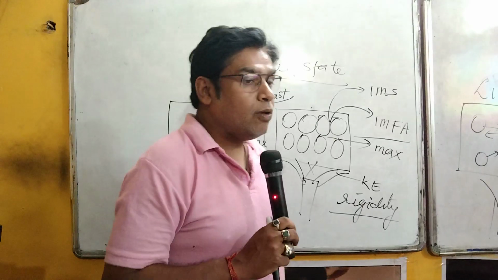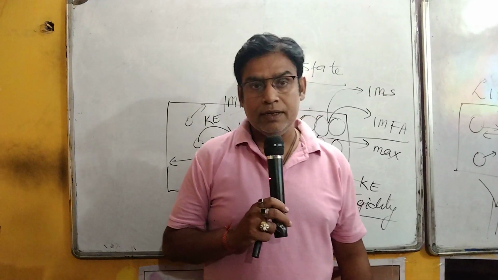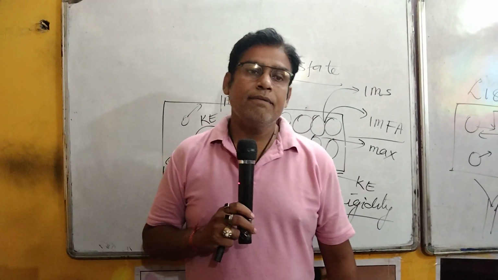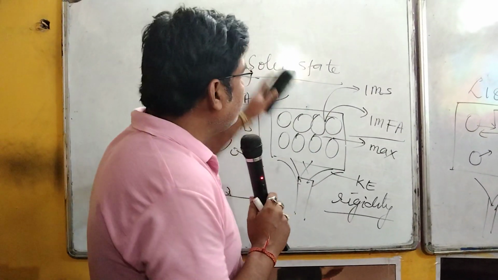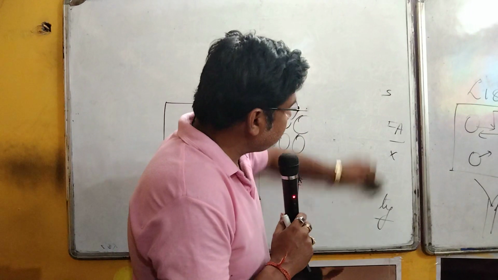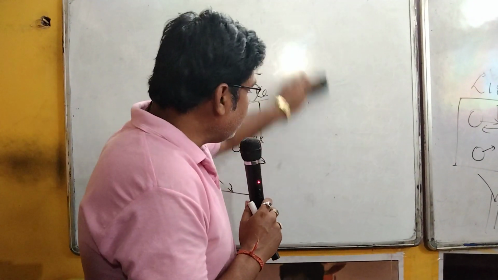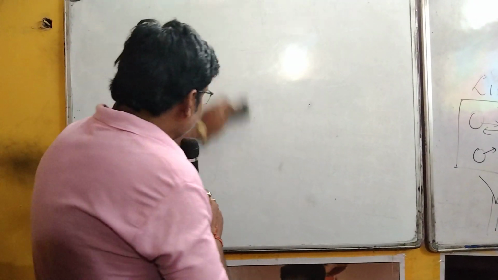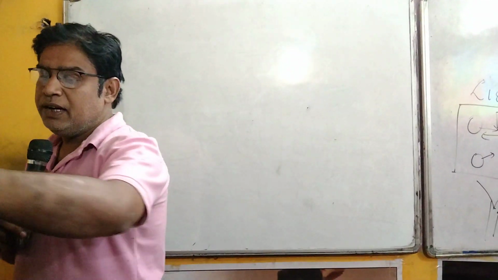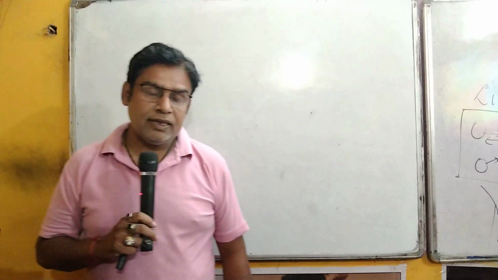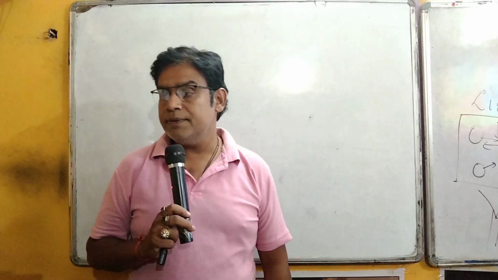We will now study the classification of solids. Let us talk about the 2 types of solids. We have amorphous and we have crystalline. So we will be studying these 2 types of solids, the amorphous as well as the crystalline solids.